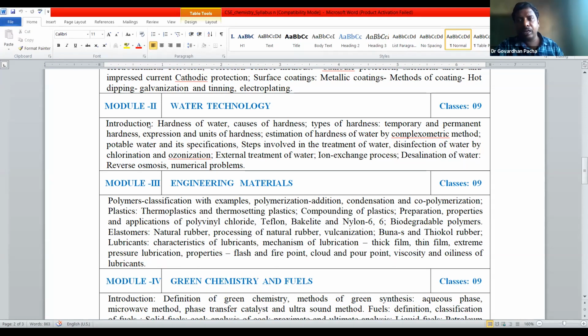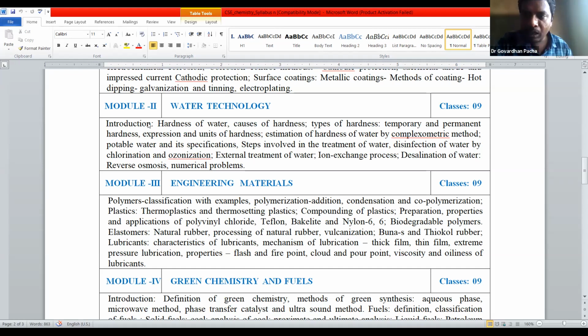Then we determined the hardness of the water by using the complexometric method with the help of the chelating agent EDTA, ethylene diamine tetraacetic acid. Next, we saw what potable water is, the required parameters for potable water, and the steps involved to get potable water by municipal water treatment, especially disinfection by the chlorination and ozonization process. Finally, we end module 2 with external treatment of water by the ion exchange process and desalination of the water. The example for external treatment is ion exchange, and the example for desalination is reverse osmosis.